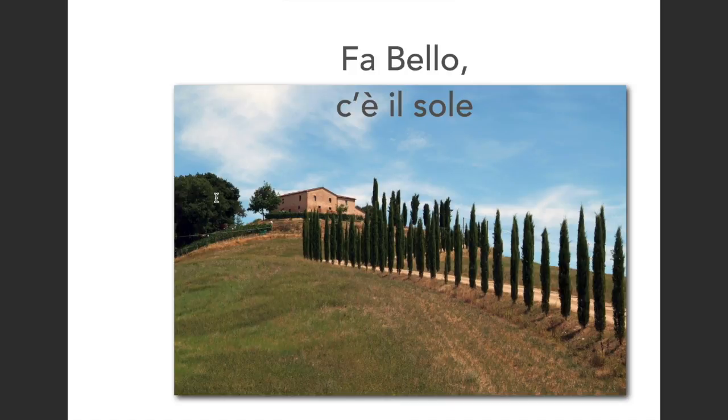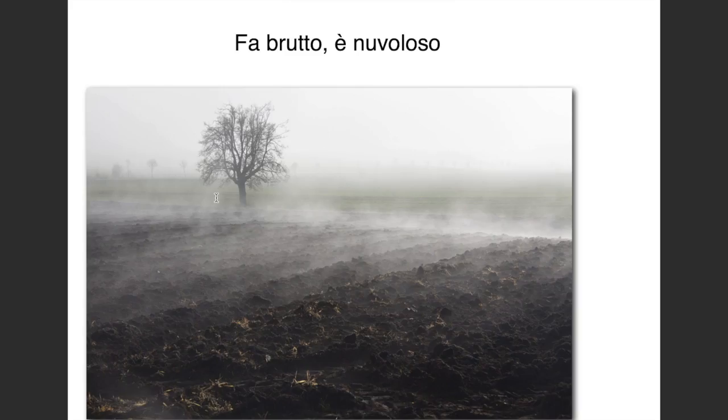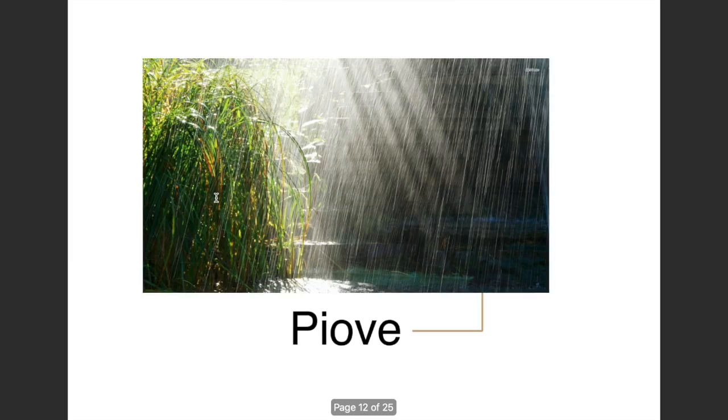So during the presentation portion of the lesson, I have a couple of images that are accompanied by text. And so I'll present a couple of images from Italy that describe certain weather conditions. So this is a landscape in Tuscany, fa bello, c'è sole. So I'll talk a little bit about nice weather. It's nice, the sun is shining. Then I'll present the next slide, fa brutto e nuvoloso. So it's not so nice, it's cloudy. Okay, so I can present a couple of different things.